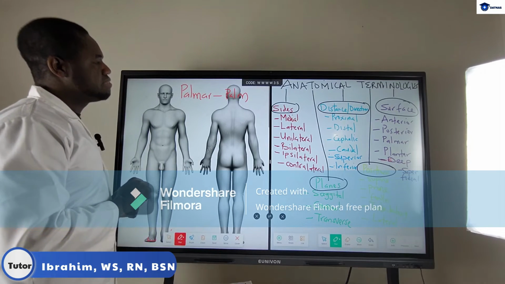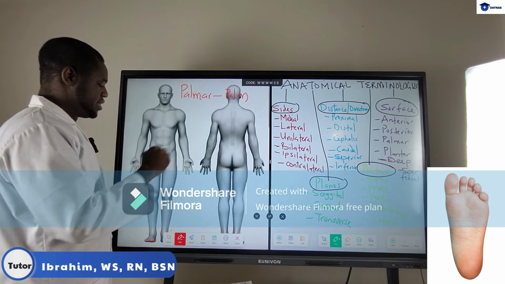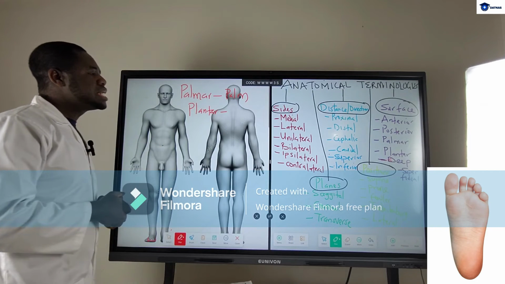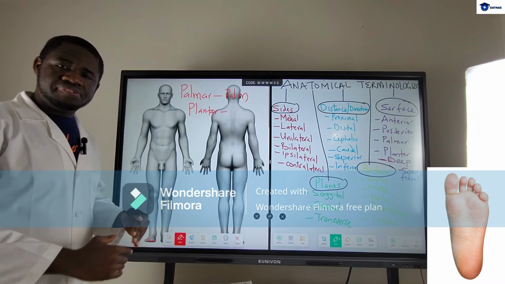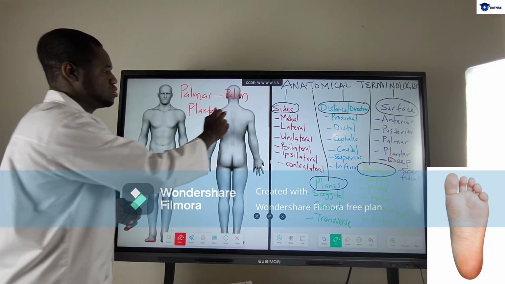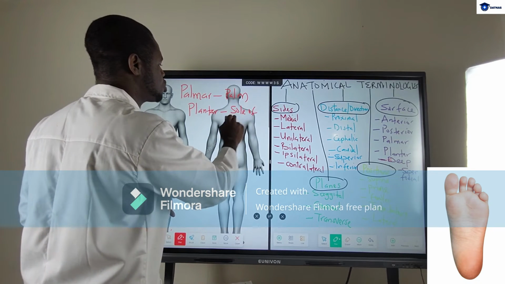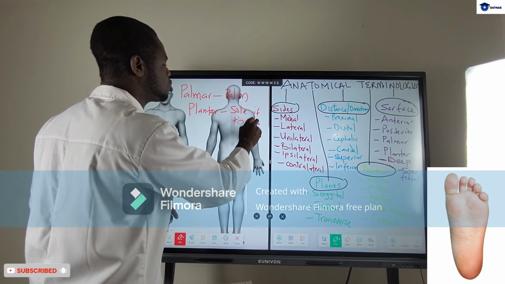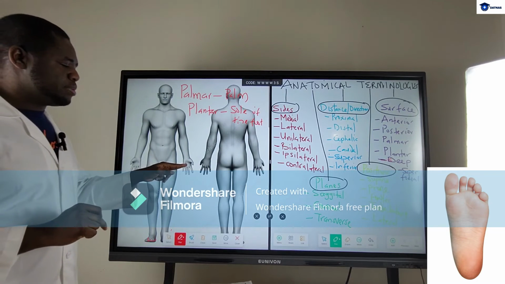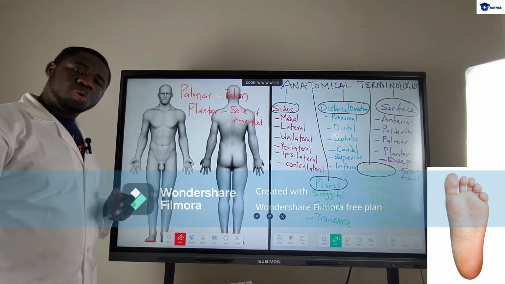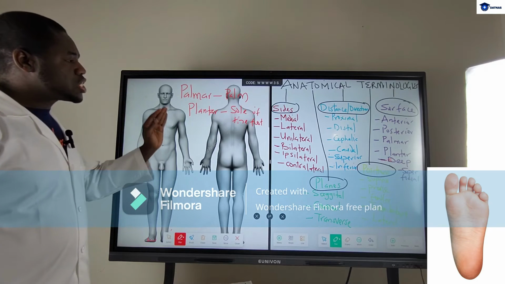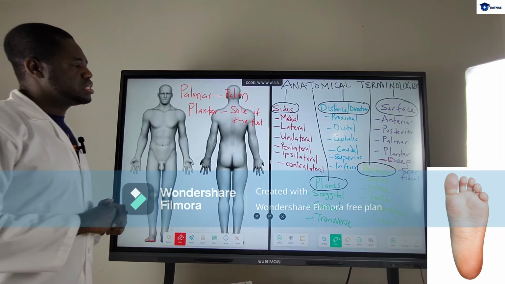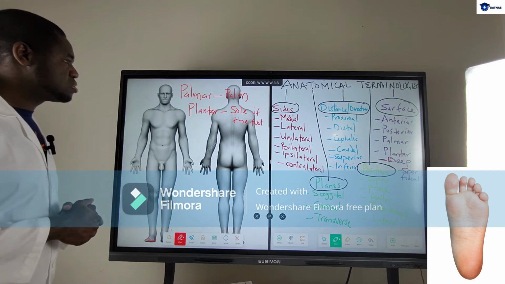We also have the plantar surface. Plantar surface is referring to the foot, the sole of the foot. You know, like we have the palm, we have the sole. That surface of the sole is called plantar surface.